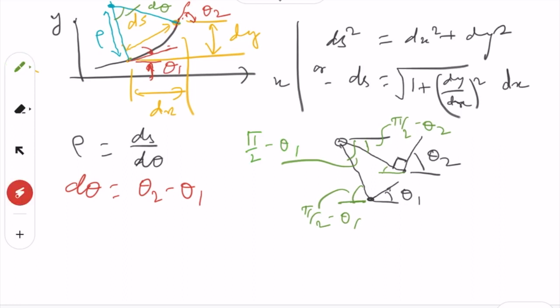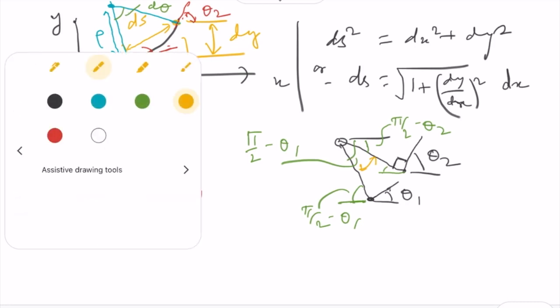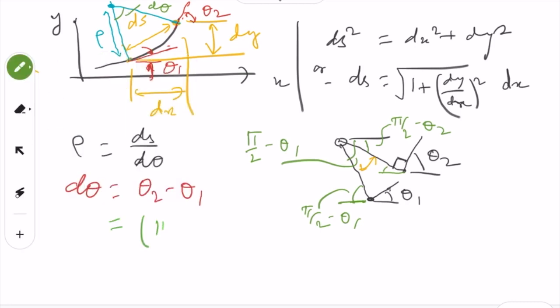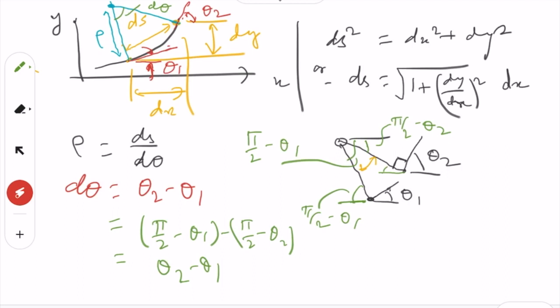Okay, so what will this angle be? It is the big one minus the small one, right? So basically what we get is pi over 2 minus theta 1 minus pi over 2 minus theta 2, which is equal to theta 2 minus theta 1. Okay, so we get d theta equal to theta 2 minus theta 1.